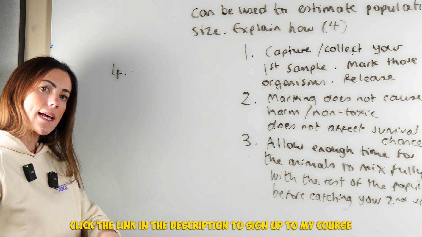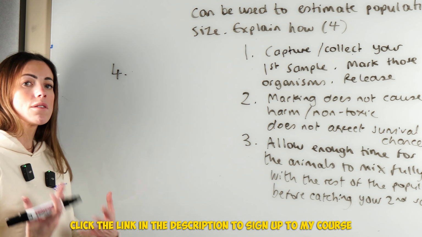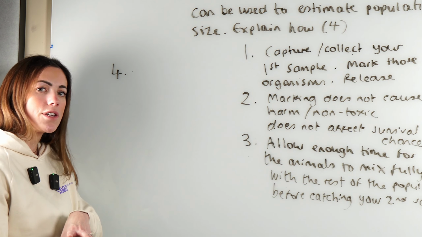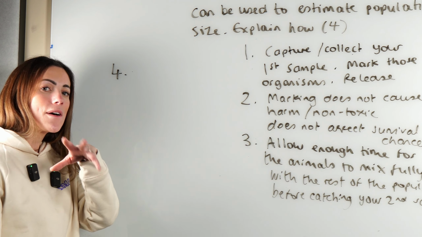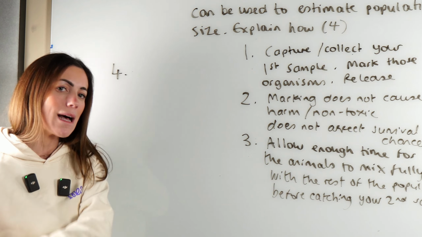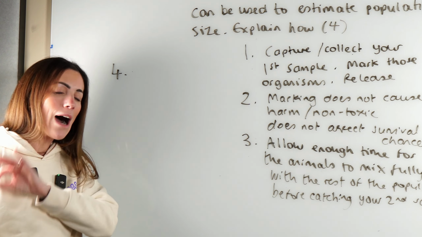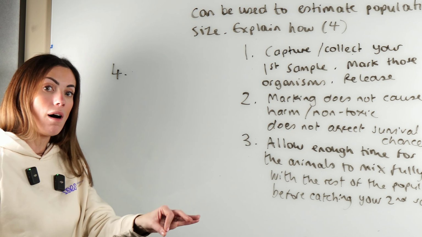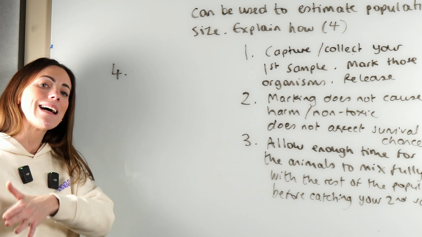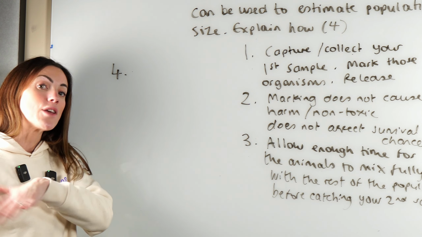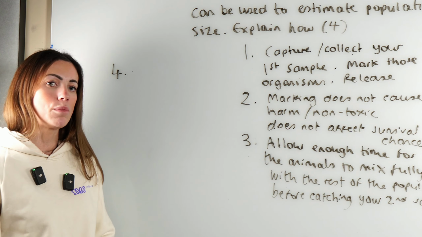Now the way to get the 4th mark is to actually give the equation that you would use. So you catch your second sample. When you've caught your second sample, you're going to count how many animals were in your second sample, but also how many of those animals were marked. So how many did you catch in your second sample that you'd already caught in your first sample?